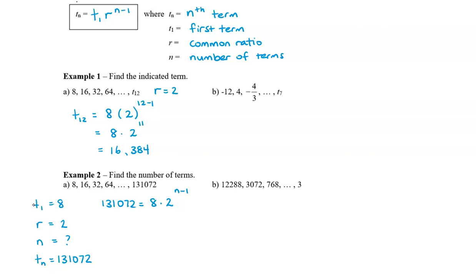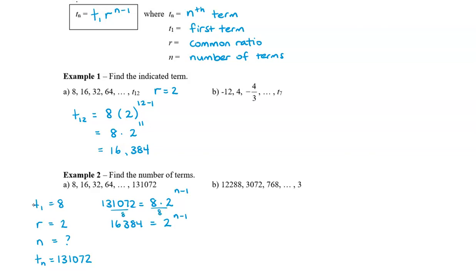Now again, we don't go 8 times 2 first. We have to divide both sides by 8. So we do that, and we're going to get 16,384 equals 2 to the power of n minus 1. So divide both sides by 8.